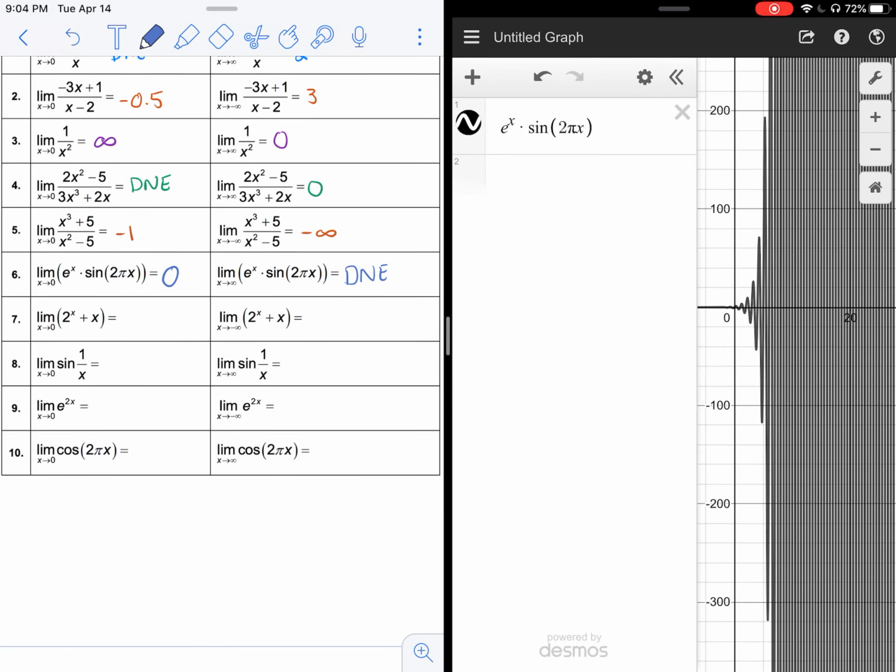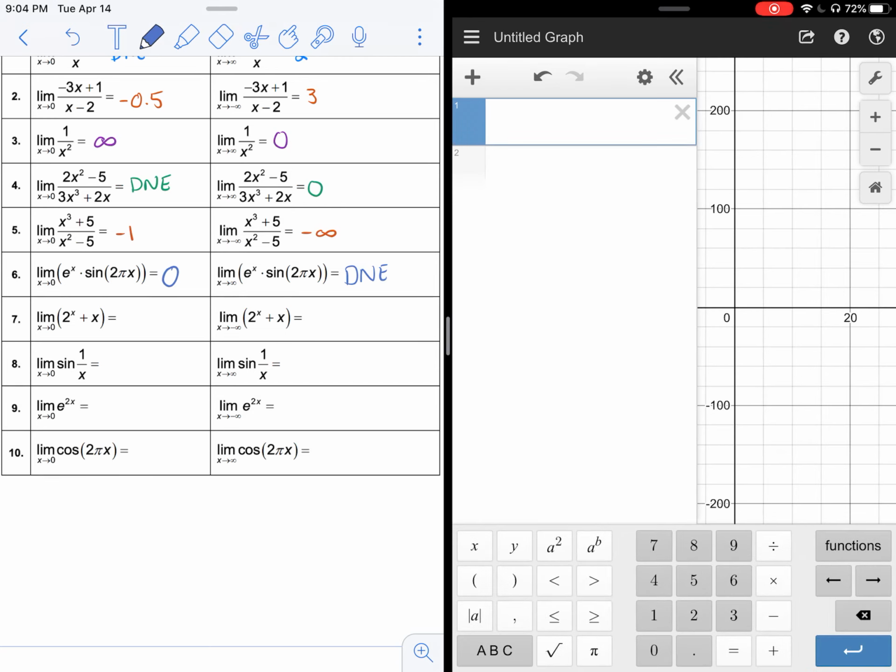So here we go. Next one. We're going to look at a few more of the kind of different ones, and then we will go from there. So we have 2 to the x power plus x.